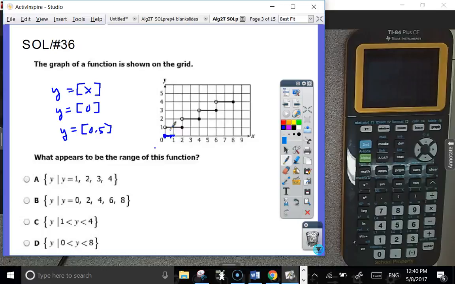And in this case, look at it, it looks like it's only changing every 2. So actually that graph is probably y equals the square bracket x over 2. And that ought to do the same thing.